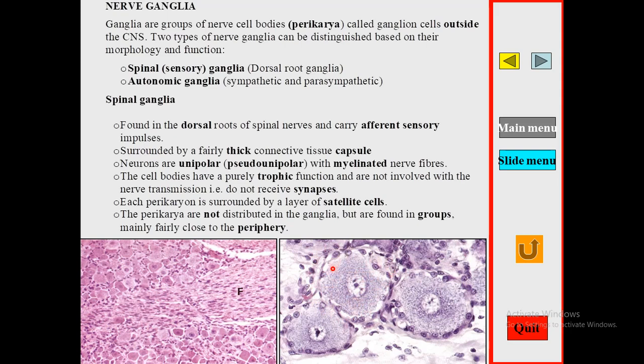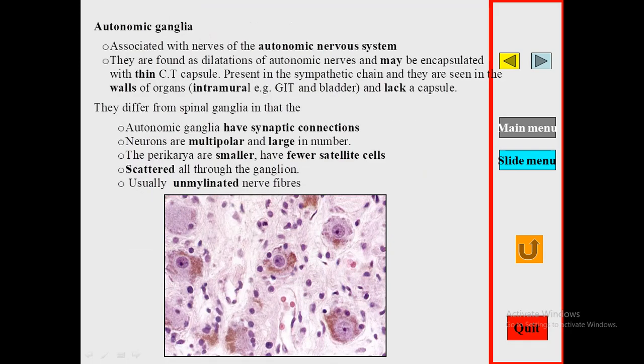We can see lots of satellite cells surrounding the pericardium. On the other hand, the autonomic ganglia, usually this type, is diffused within the walls of the organs, for that it is called intramural, like the GI and the urinary bladder. Those ganglia usually do not have a capsule. On some occasions, some ganglia contain a thin connective tissue capsule.